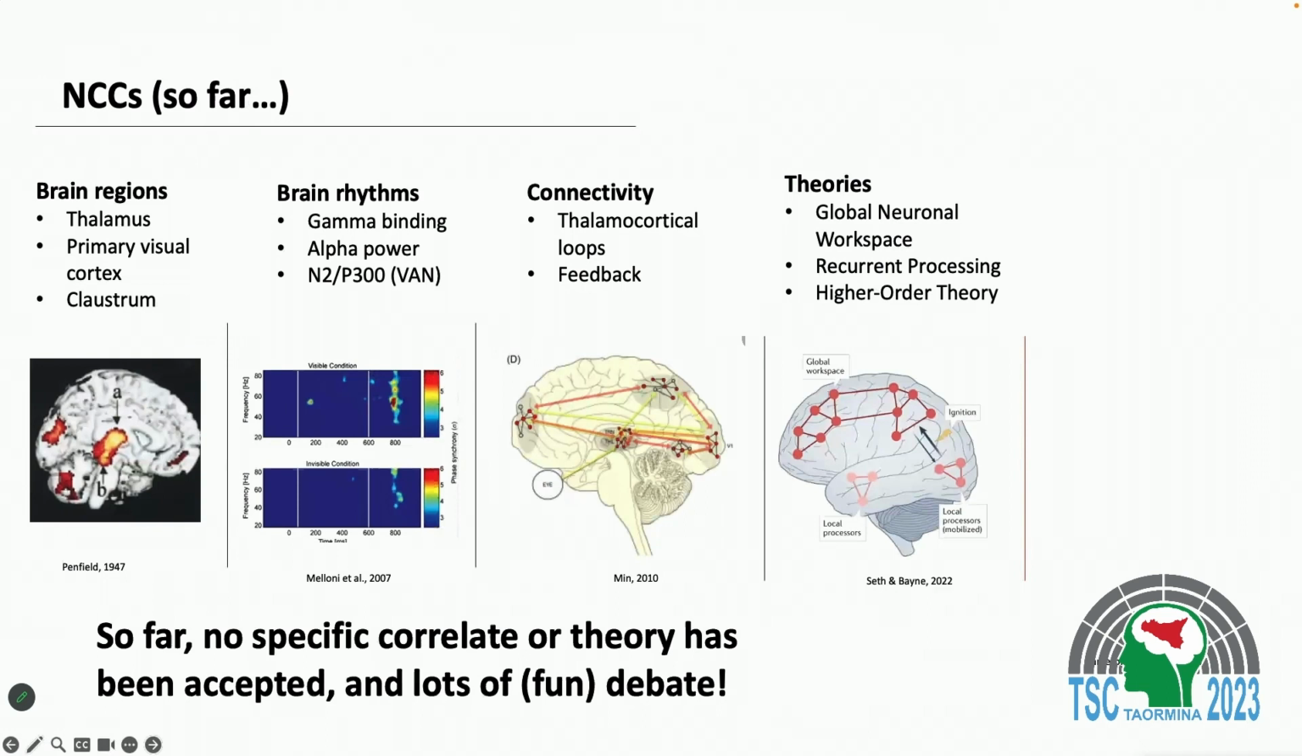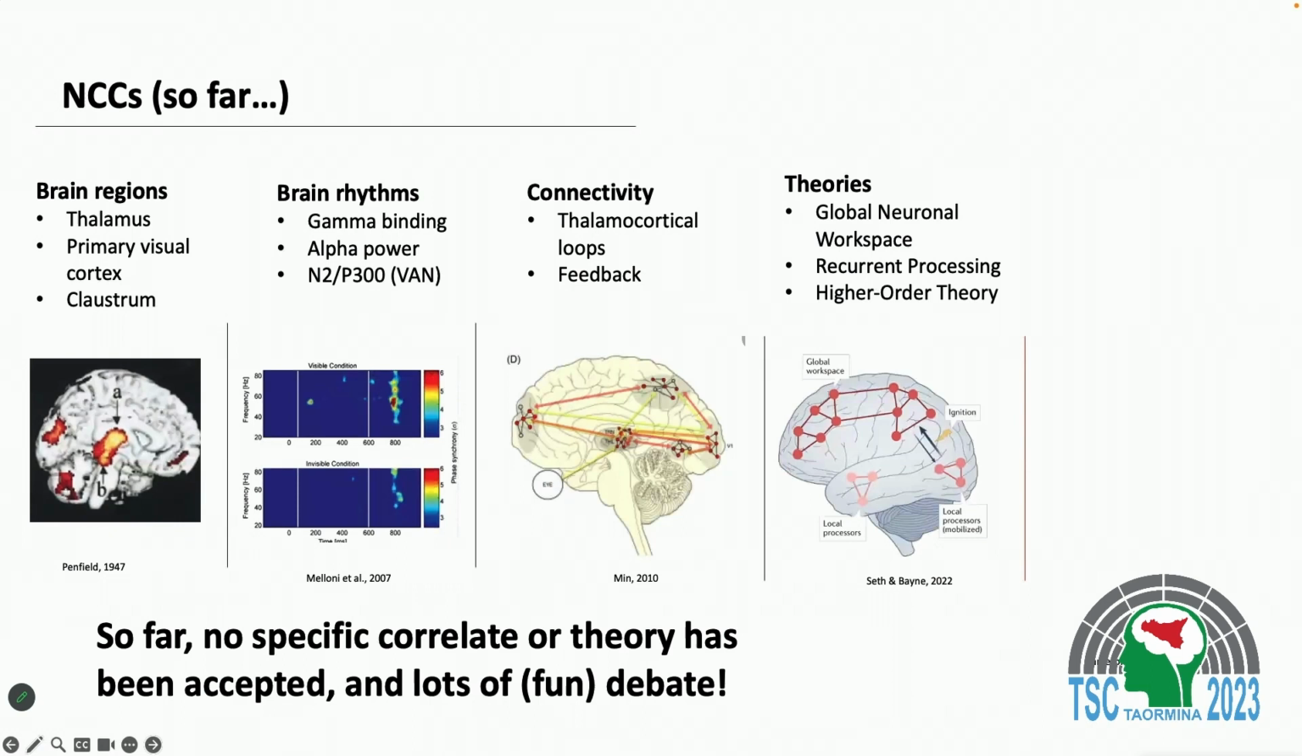However, so far, there's no specific correlate or theory that has been accepted. And that has led to lots of fun debate. Many of you are probably aware that the Templeton Foundation just last year has put together an adversarial collaboration competition. So some of the major theories of consciousness were funded to collaborate and compete with each other to try to test which ones will survive.